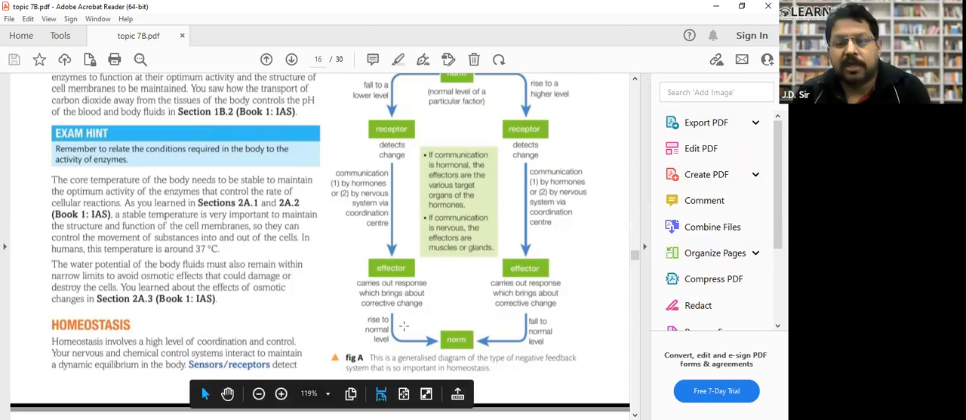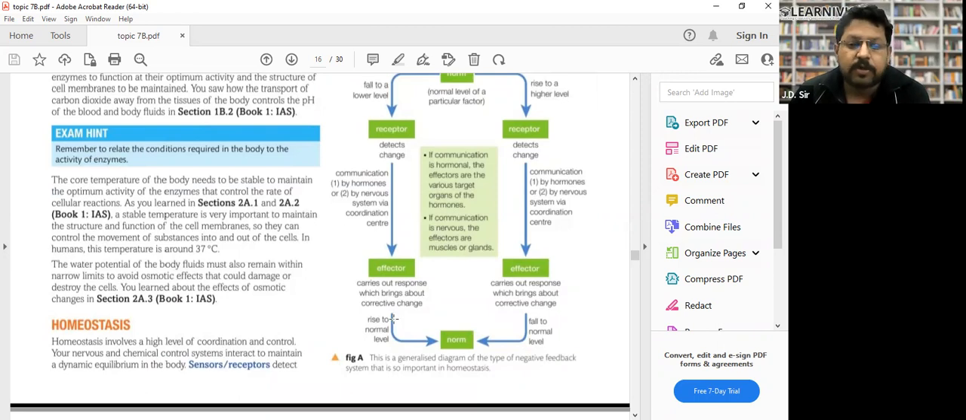Then what will happen? The brain will give the order, and the effector will increase the level. So what can be the effector? The effector can be either a hormone secreted by the pituitary gland, or it will be something directed by the nervous system, right?